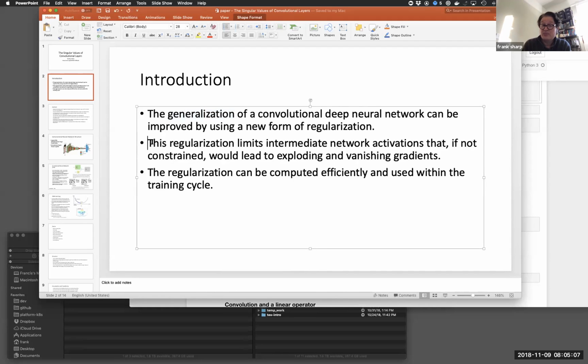So this particular regularization that is developed in the paper limits the intermediate network activations. And if those are not constrained, they can lead to exploding and vanishing gradients and other problems as well. And finally, from a practical point of view, the regularization developed can be computed efficiently and used within the training cycle. So a lot of the pages of the paper, and certainly a lot of the mathematics of the paper, are concerned with this efficiency.